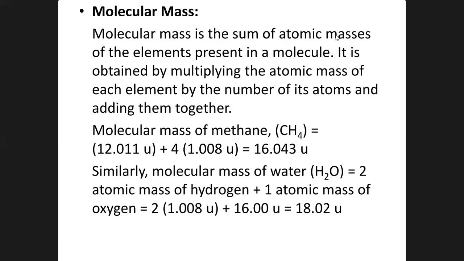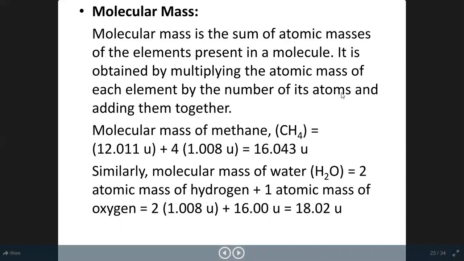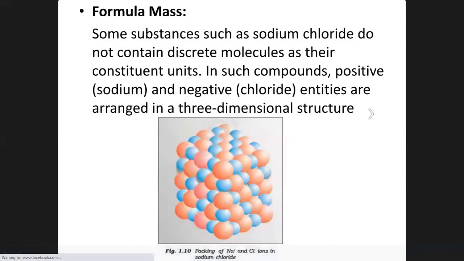Similarly, if we talk about the water molecule, what happens? We have two atoms of hydrogen and one atom of oxygen. Since we know the atomic mass of hydrogen is 1.008 U, plus we have the mass of oxygen, that is 16 U, so 2 times 1.008 plus 16 will be equal to 18.02 U. So the molecular mass of the water molecule will be 18.02 U.